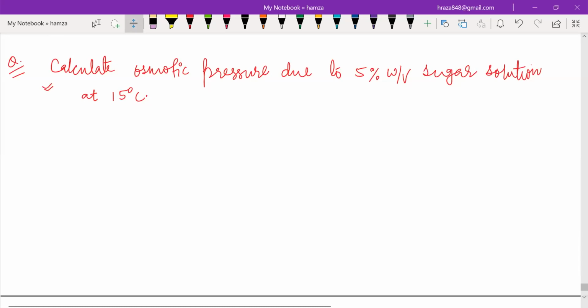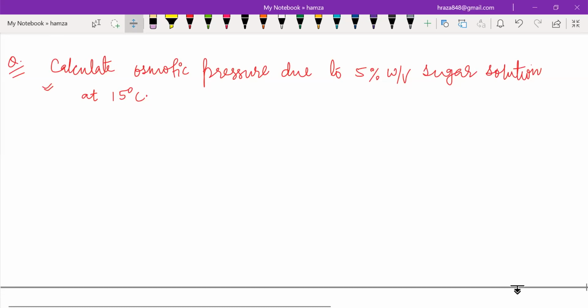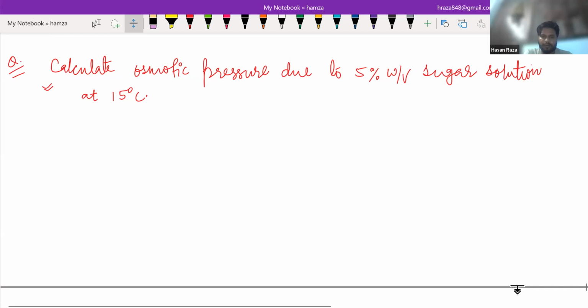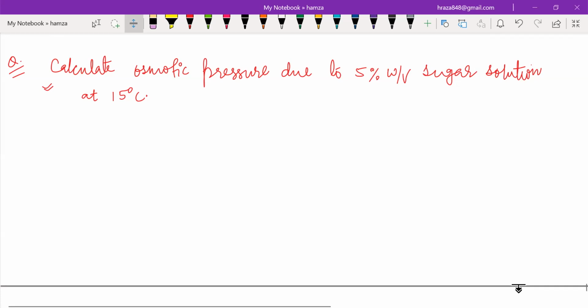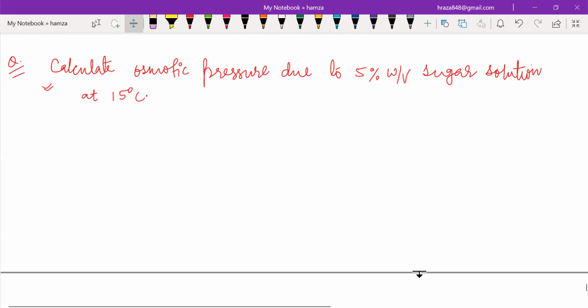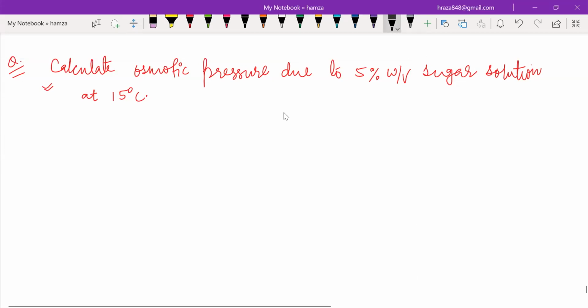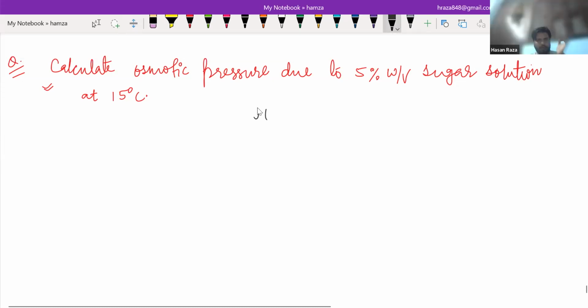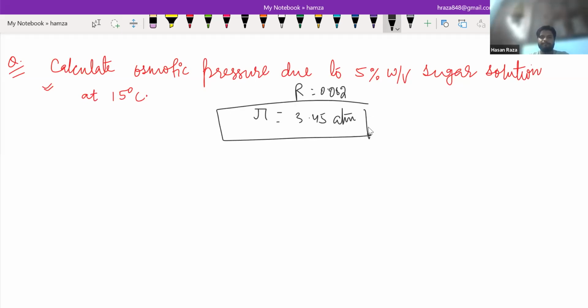Is the answer 3.45 atm? Yes. What is the unit? Since you are talking about pi and you took R as a value of 0.0821, that means 3.45 atm. Very good. Yes, this is the answer. Now going for the second question.